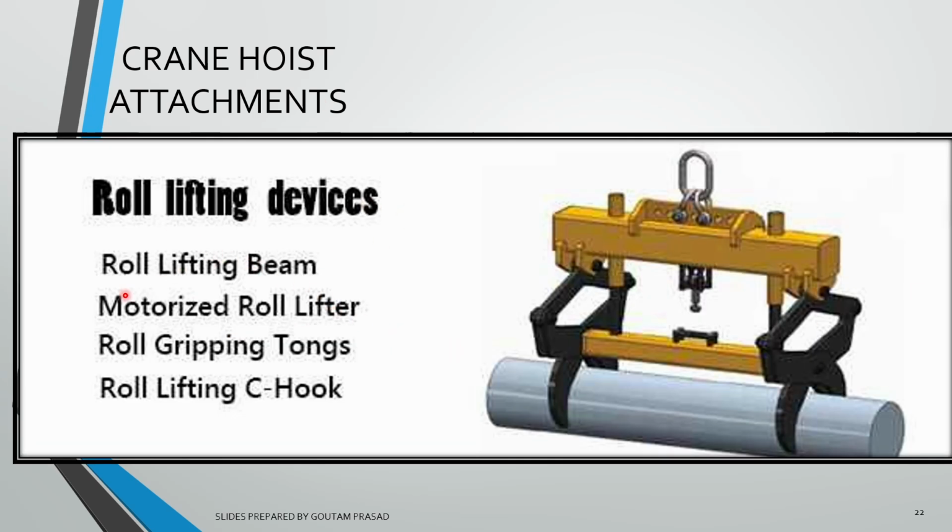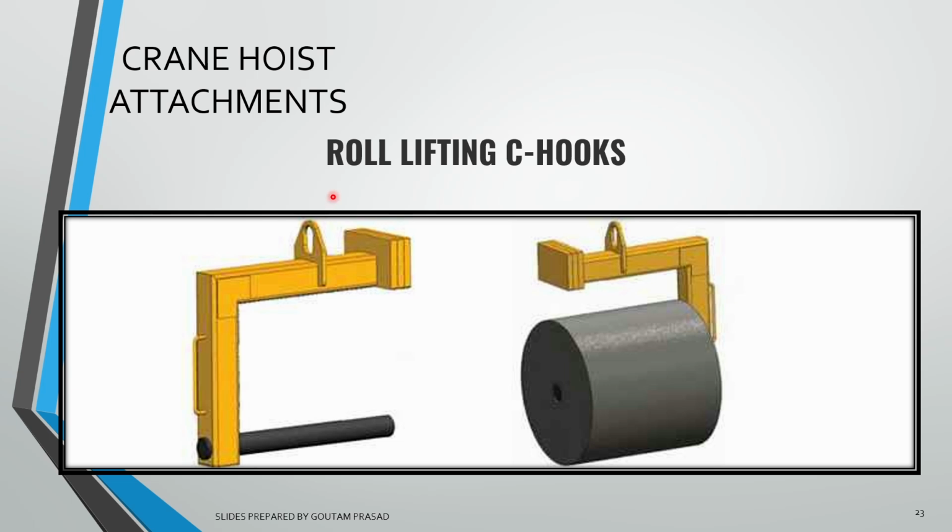So roll lifting devices: a roll lifting beam, motorized roll lifter, roll gripping tongs, and roll lifting C hooks. So roll lifting devices has these four types of tackles in the market. This is a roll lifting C hook. With the help of this C hook, we use it to lift the rolls like this.